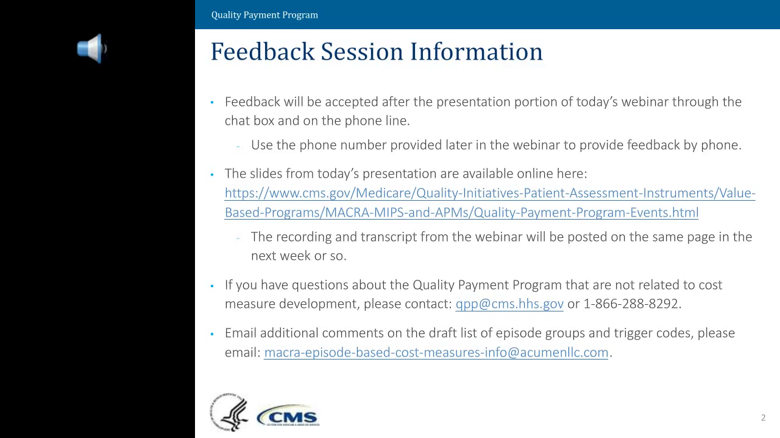Great. The next comment is concern that attribution of beneficiaries to a TIN based on plurality of APP services provided, APs, NPs, or PAs working with a specialty department, the patient may not have a primary care within the practice, just have had multiple visits with an APP resulting in assignment to the practice.